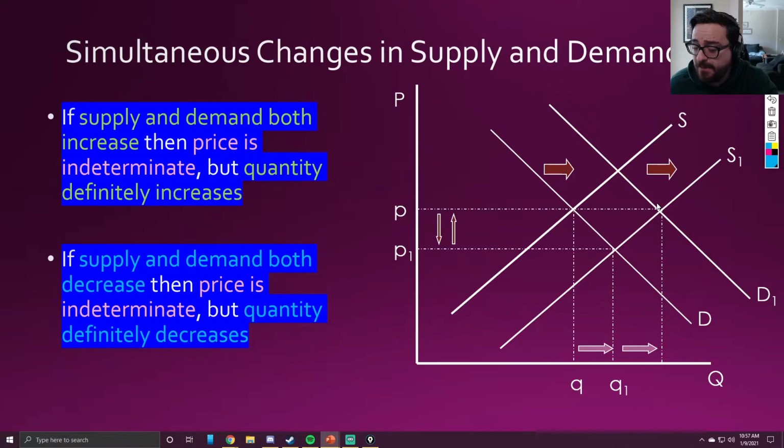Does that make sense? I hope it makes sense. It's so hard for people to grasp this part. The idea is that it could have gone up or down. It could have stayed the same. We actually don't know what happens to price.